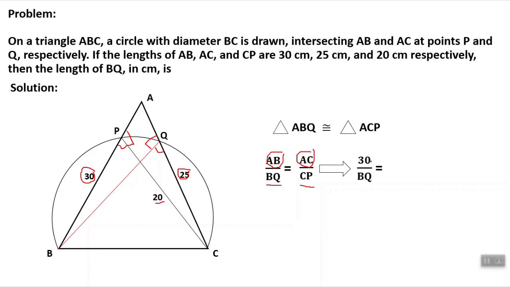Now, out of these four quantities, we know three numbers: 30 for AB, 25 for AC, and 20 for CP. How difficult is it then to calculate BQ? BQ will come out as 24. It's a TITA question, so simple. If you look for right angle triangles, if you look for similar triangles, you're done within 1 or 1.5 minutes. So what's the learning?